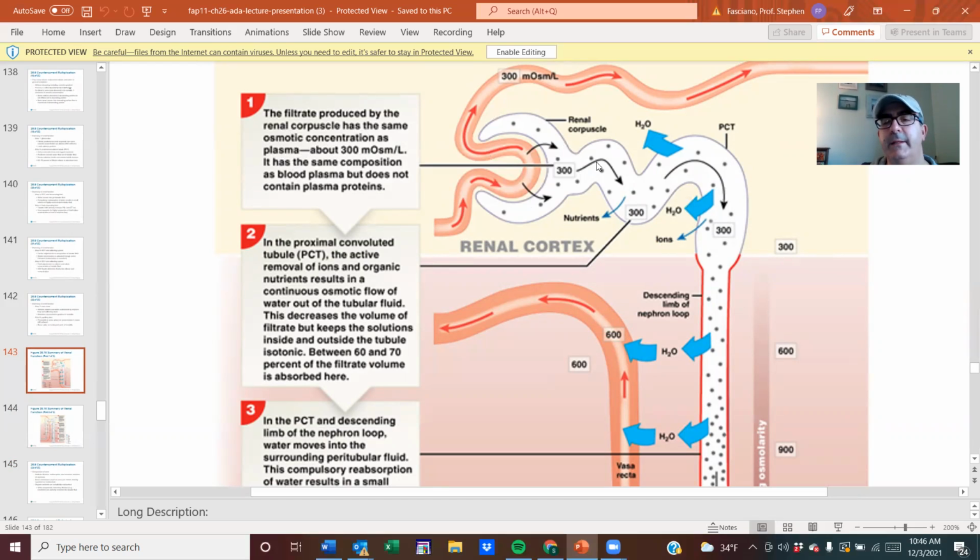But what's going to happen is now, as that fluid travels through the proximal convoluted tubule and down the loop of Henle, or down the nephron loop, I should say.